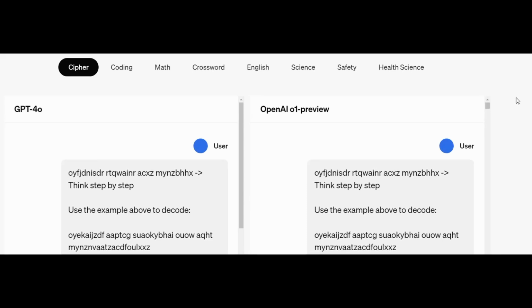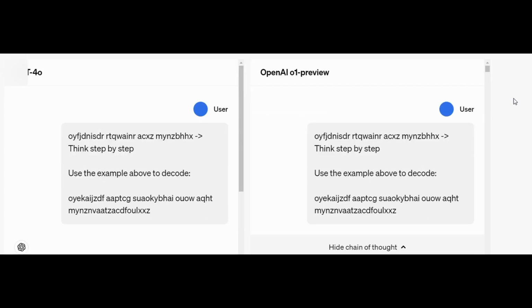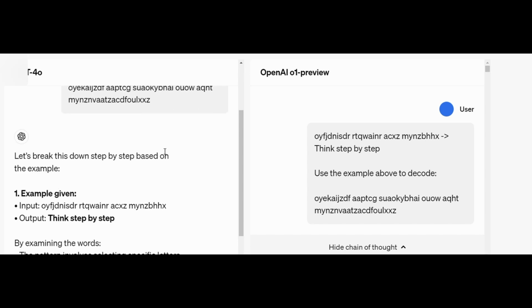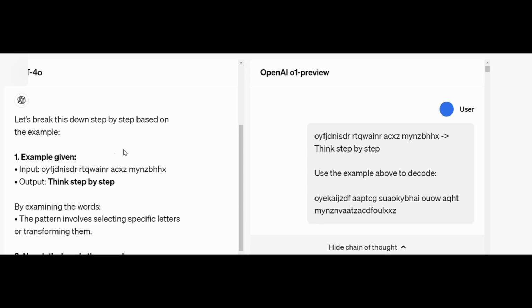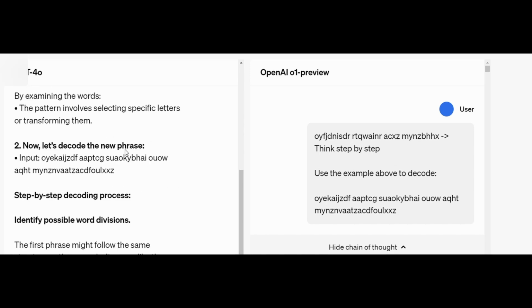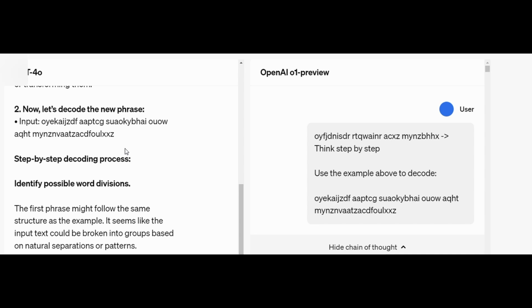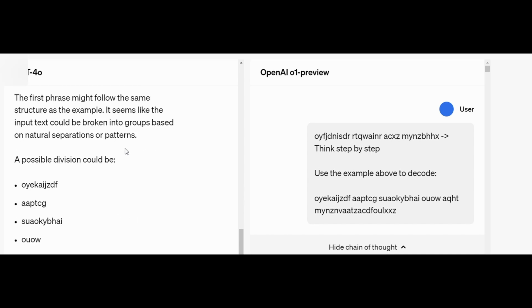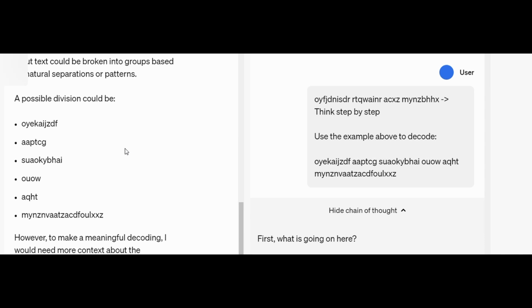Let's take an example of a cipher to show the effectiveness of this strategy. Here we ask the same question to both models, GPT-4o and O1 preview. We give an example of a coded message with its associated decoded message, and we ask the model to decode a new given coded message. So here GPT-4o tries to solve the problem and tries to split the new message. Once it's done, it quickly asks for more context to continue the reasoning.